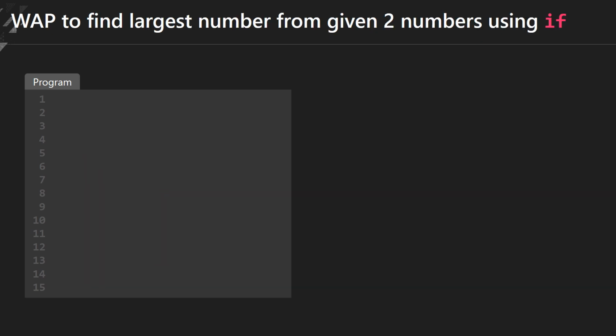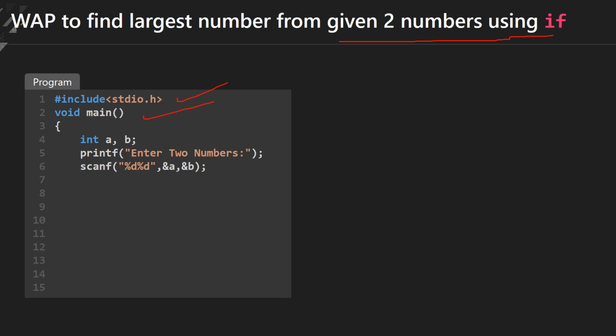Let us see one more problem, where you find the largest number from two given numbers using if else. As usual, the preprocessor, the entry point of the program, void main, then declare the two numbers A and B and read them from the user, right? This will be the input taken from the user. Then you have to test this.